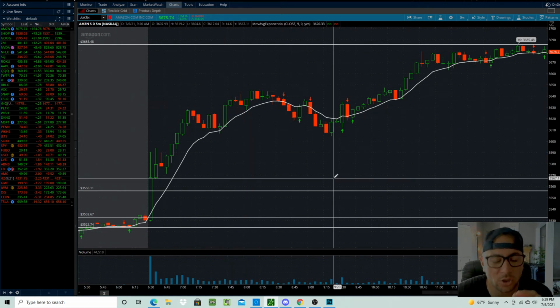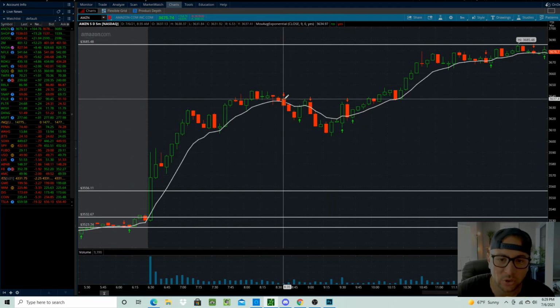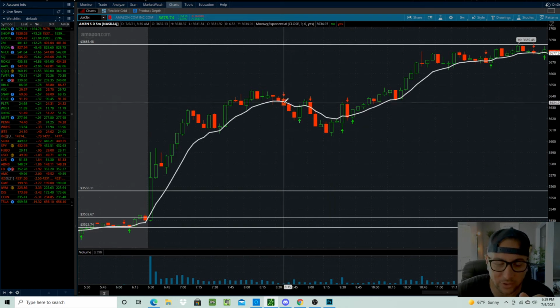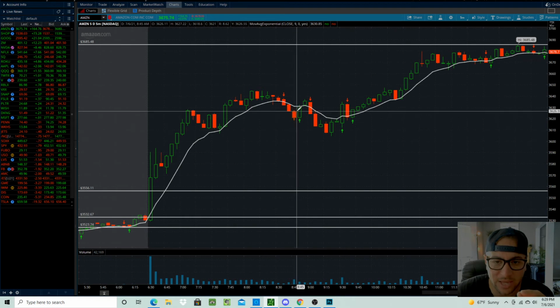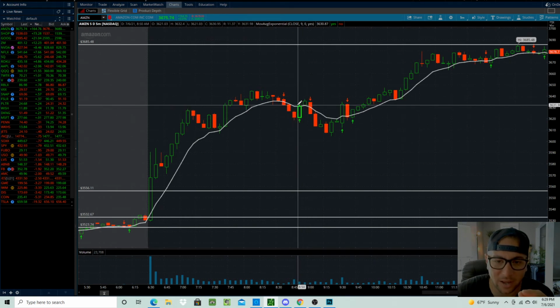So let's go to the next strategy where we have a break and reclaim of the 9 EMA. Okay, so you can see here starting at 8:35, we start to break below the 9 EMA. We have one follow through candle, two follow through candles, and then finally we get this crack above the 9 EMA.